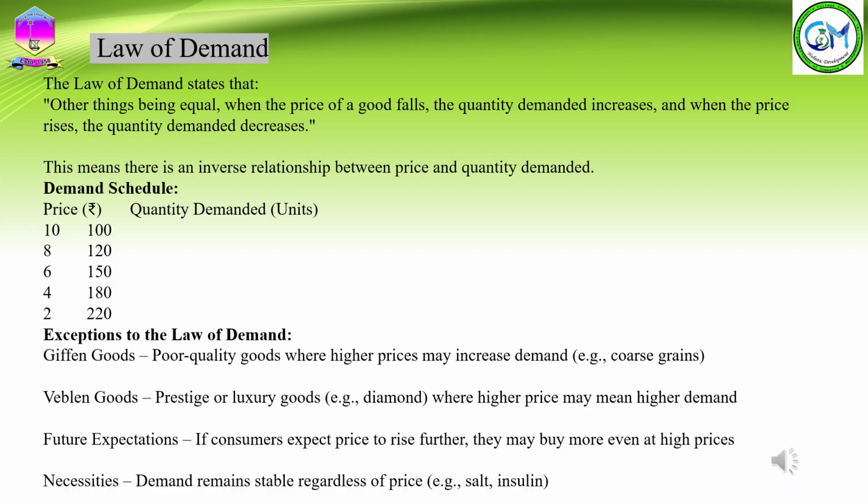Some exceptions to the law of demand. Giffen goods, meaning poor quality goods, where higher prices may increase the demand. The other goods are Veblen goods, prestigious or luxury goods, for example diamonds, where higher prices may mean higher demand.